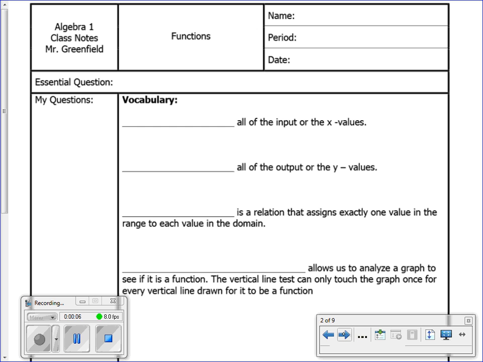Today we are going to be talking about functions. Our vocabulary words: we start off with the input, or all of the x values, and our word here is the domain. So domain goes with the x values, which means range is all the output values, the y values.